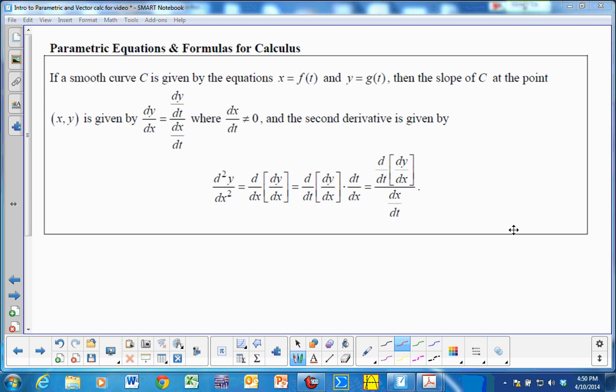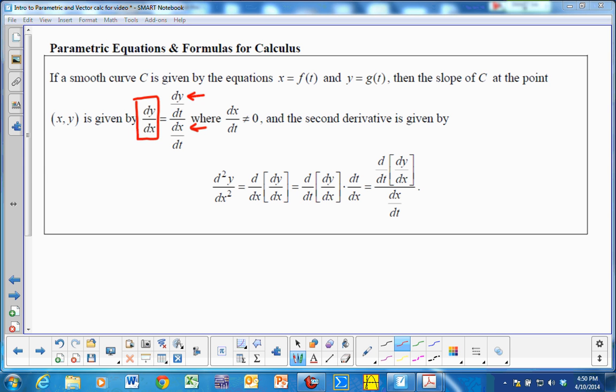This has not changed. It is dy dx, that is the slope, just as it's always been. The difference is just that your equations both have t in them. Well, guess what? It's super easy. All you do is take the derivative of y with respect to t over the derivative of x with respect to t. So it's actually super simple. There's your dy dx.